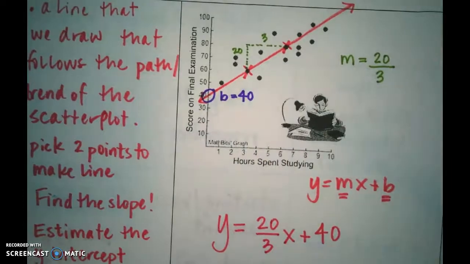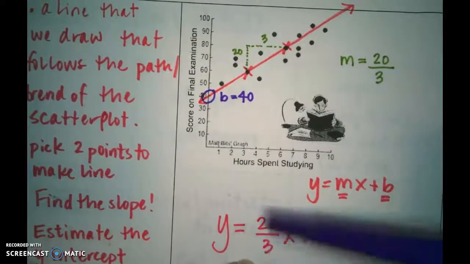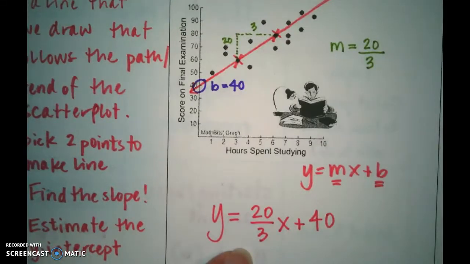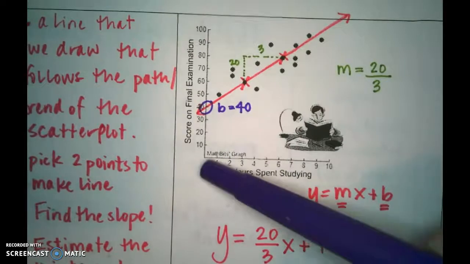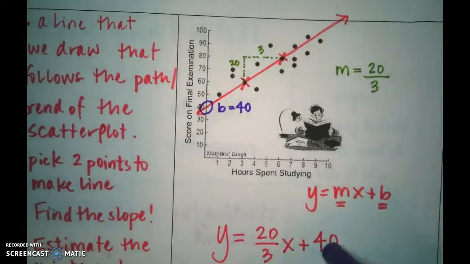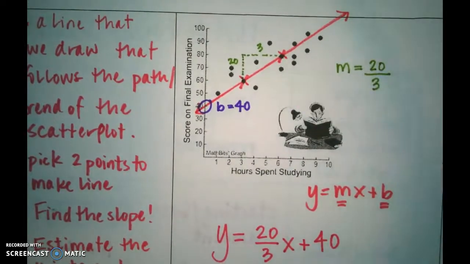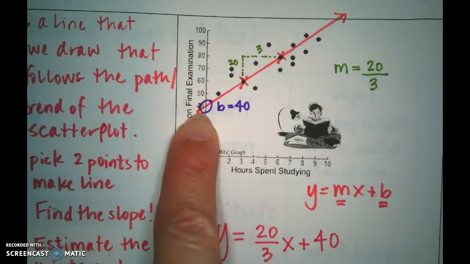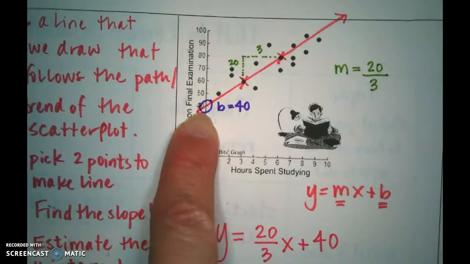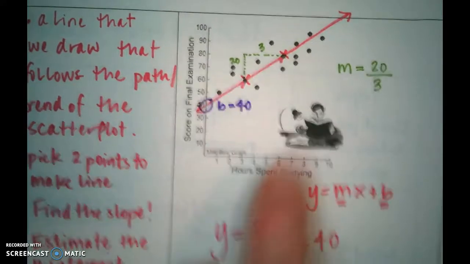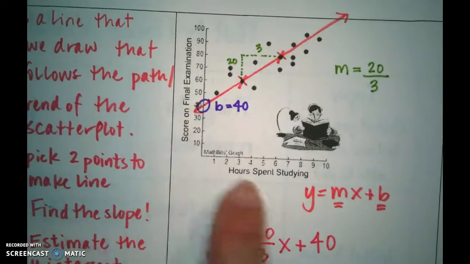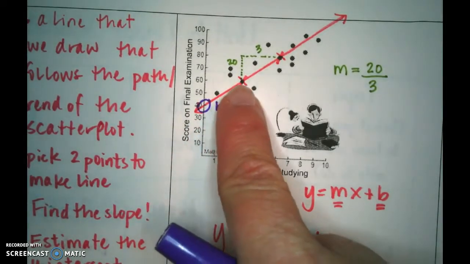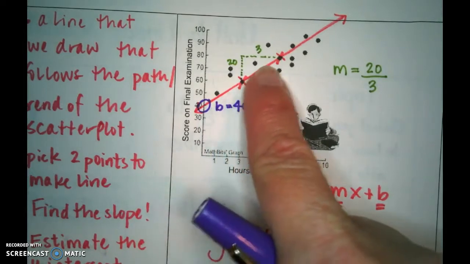And in fact, if you think about it, 20 over 3 is almost 7. So every hour that I study, my grade is going to be 7 points higher. So I start off, if I don't study at all, with an initial amount of 40. But every hour that I study, my grade is going to go up 7 or so points.